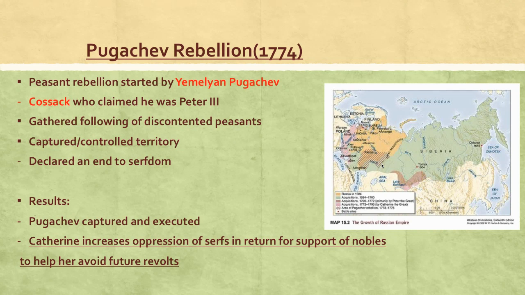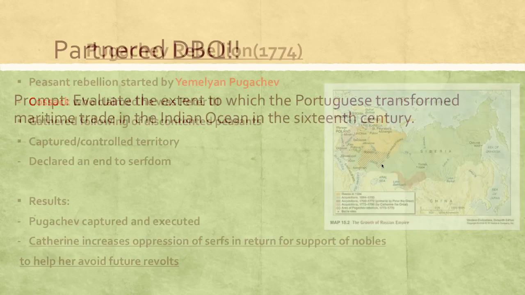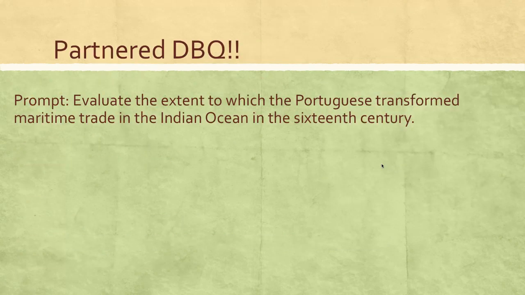And because of this, Catherine is forced to make this deal with the nobles to continue to keep the serfs suppressed. And this is one of the biggest consequences of this rebellion, is serfdom becomes worse than ever in this time period.